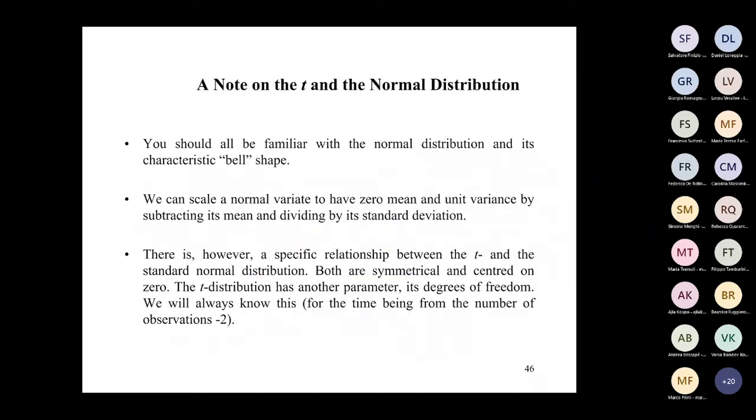You should be familiar with the normal distribution and its characteristic bell shape. We usually scale the normal variable to have zero mean and unit variance. How do we do that? We subtract the mean and divide by the standard deviation.